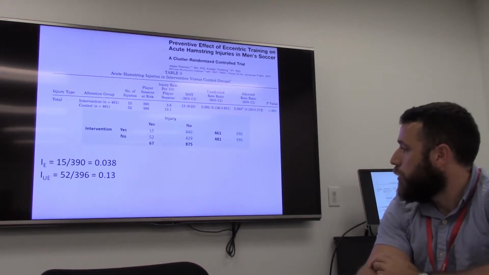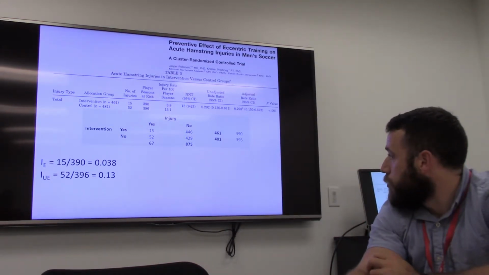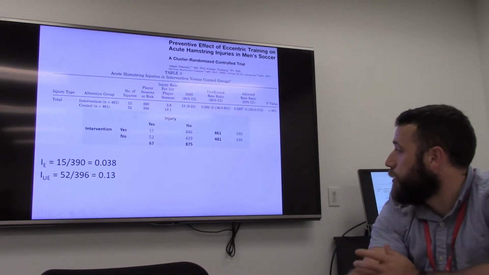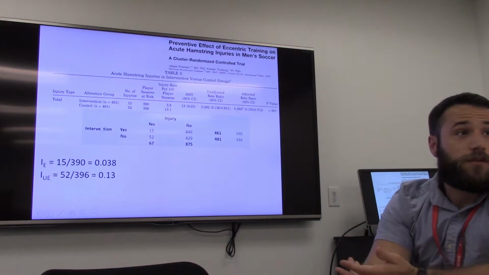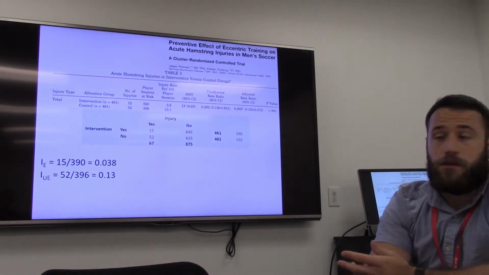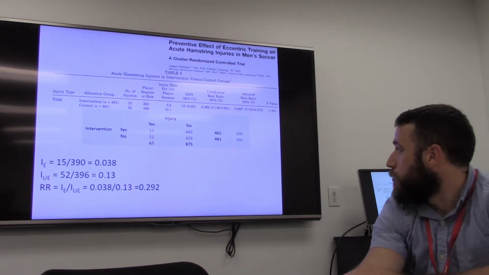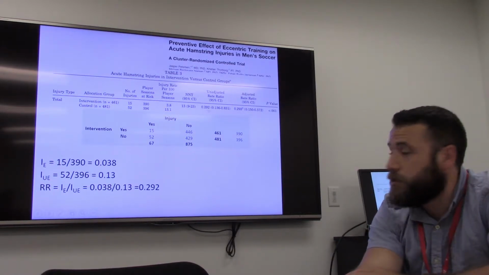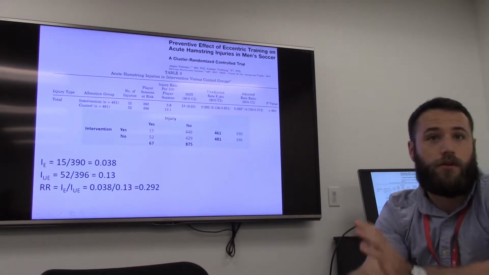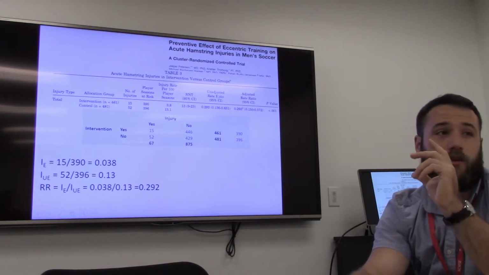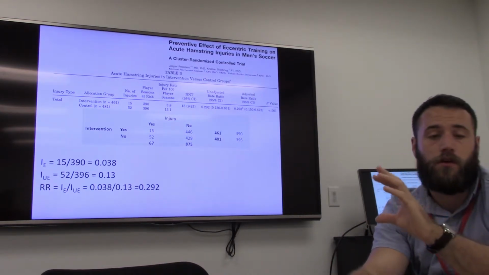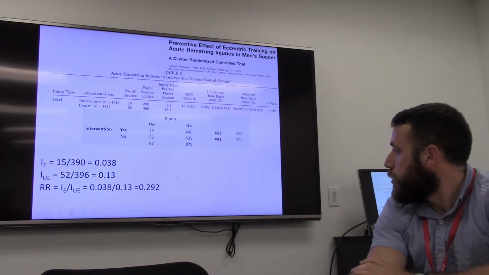So similarly, the unexposed would be 52 injuries over their player seasons at risk, which is 396. And then the relative risk, like we said, is the incidence in the exposed over the incidence in the unexposed, and that's where you get your 2.92. So that's how they got their unadjusted rate ratio. The adjusted is when they start doing modeling and control for other factors, which we're not going to go into too much, okay? So that's how they got that number.